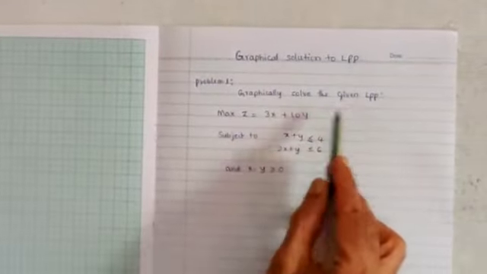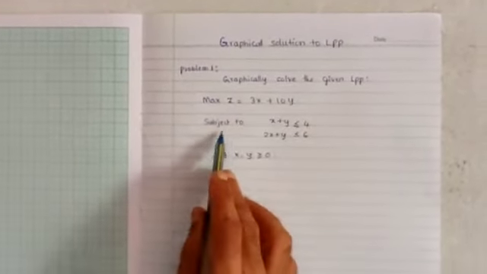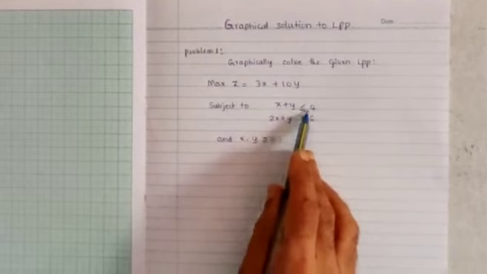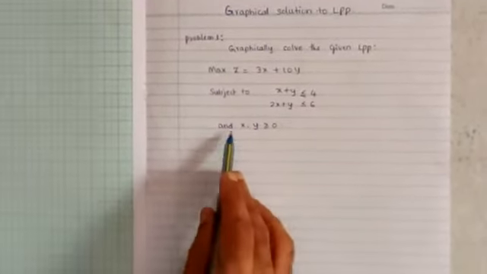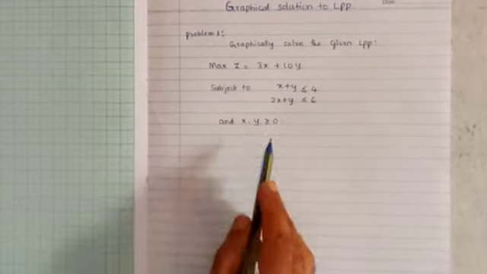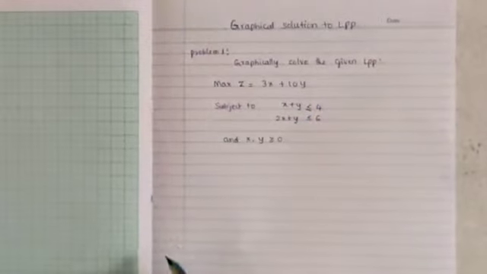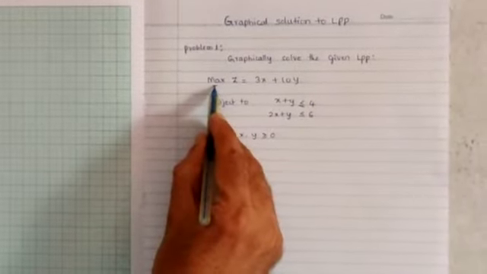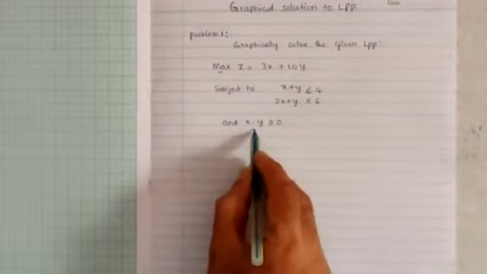Very first, the LPP has been given here. Graphically solve the given LPP. Maximize z equals 3x plus 10y subject to x plus y less than or equal to 4, 2x plus y less than or equal to 6, and x, y greater than or equal to 0. I think you people are well aware, this is the objective function. The optimization is maximizing. Next, these two are the inequality constraints and these are the non-negative restrictions.